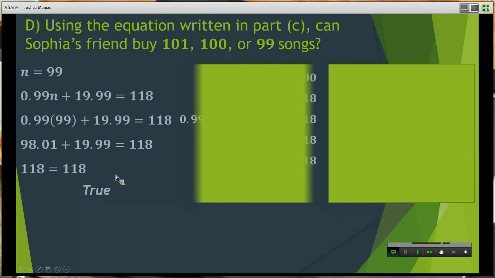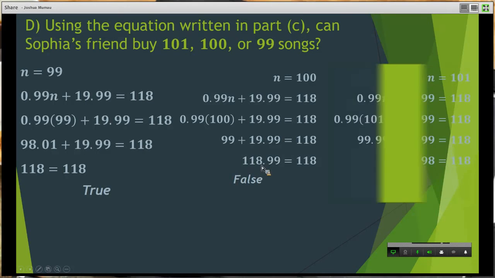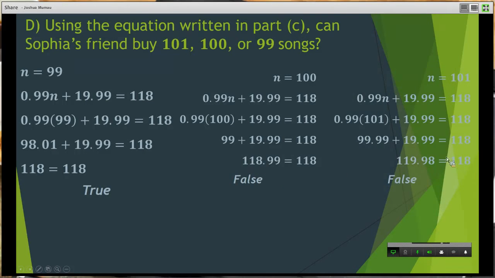If we observe the other ones, the price should go up. They cannot be equal as well. If we put in 100 for n, 99 times 100, we get 99 plus $19.99. We get $118.99. Notice it went up by the price of one song. If we look at the next one, it goes up by the price of another song. So $119.98 does not equal 118. So these last two make it false. So Sophia's friend could buy 99 songs with a membership for $118.